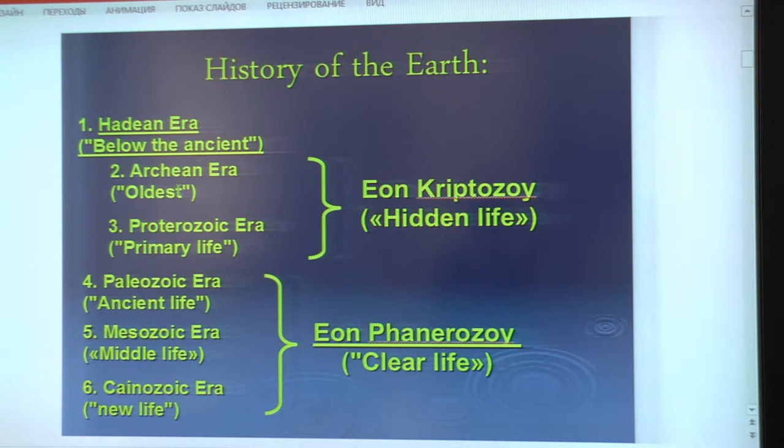The first three can be concluded in one long Cryptozoic, or hidden life, because there is no appearance of life organisms. The next ones are the Paleozoic era, ancient life, the Mesozoic era, middle life, and the Cainozoic era, new life. All these last three make up the Phanerozoic, which means clear life.